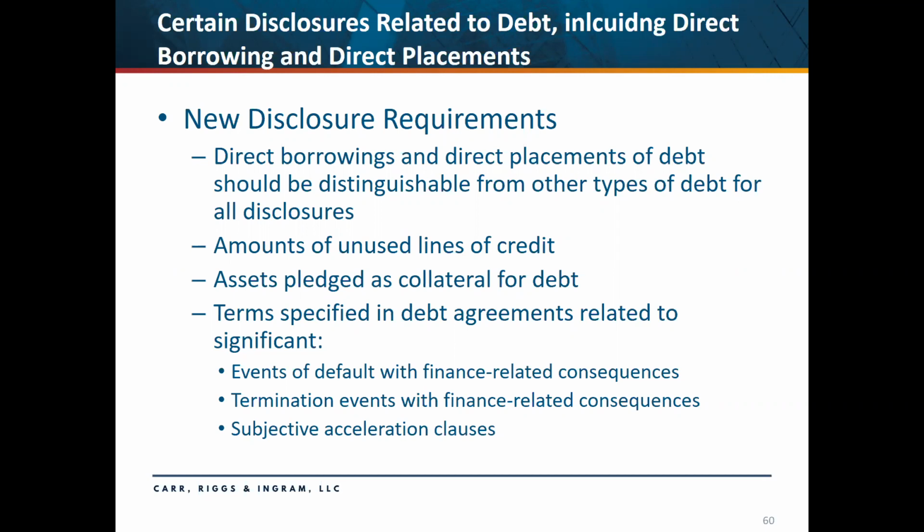A few other things that need to be in there that have been kind of hit or miss over the years is any sort of amounts of unused lines of credit. Previously, you were always saying how much you'd drawn on that line of credit, but we need to actually disclose how much is unused. So if you've got a $15 million line of credit you haven't drawn on, you have to say that there's an undrawn $15 million line of credit. Any sort of assets that are pledged for the collateral of the debt would need to be disclosed. So if you put something up as any sort of collateral, you need to give that information.